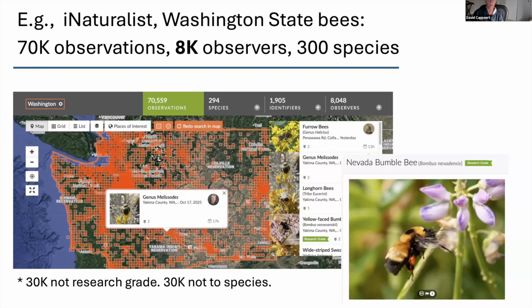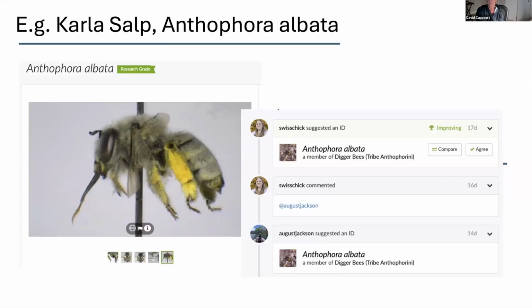8,000 people have contributed those, 300 species. So it's a really impressive thing. Although I put an asterisk on this, and I'm sure anybody who engages with iNaturalist is aware of this limitation. It's hard to be rock solid on an ID from a fuzzy picture in this app. So lots of those 70,000 observations are great, but they're not research grade. They haven't been verified by people who really know. And a lot of them are also not to species, because it's not hard to say it's an Andrena. It's really hard to say which species that is.